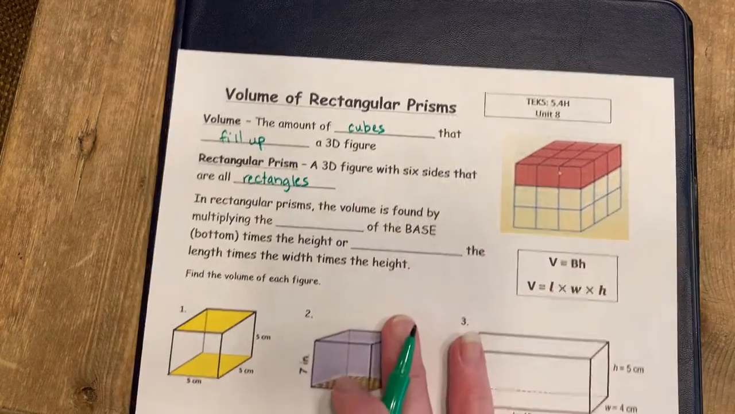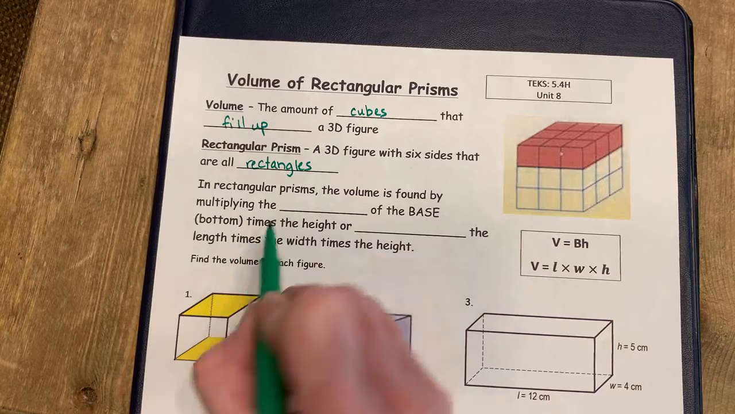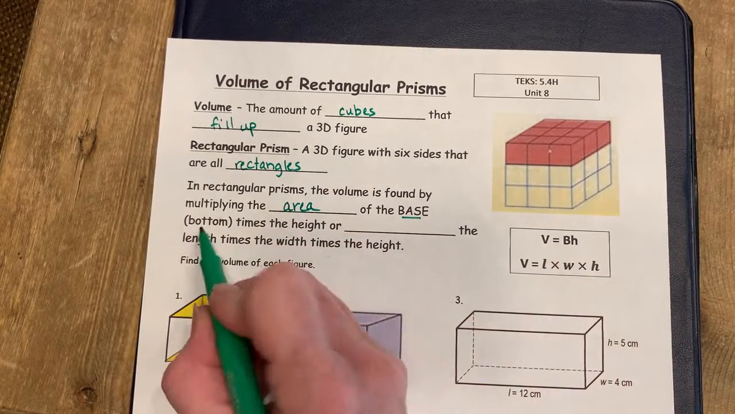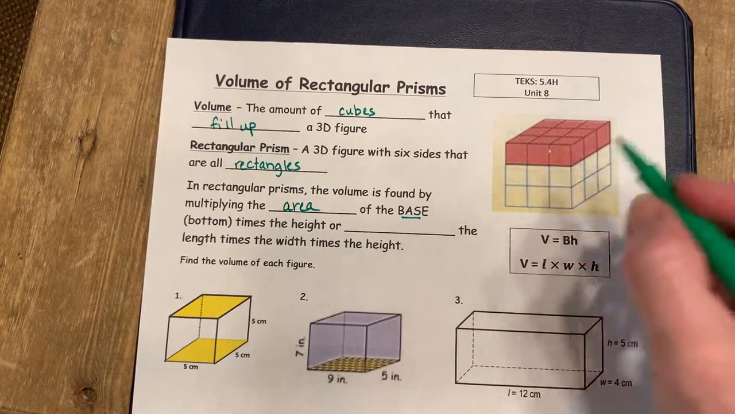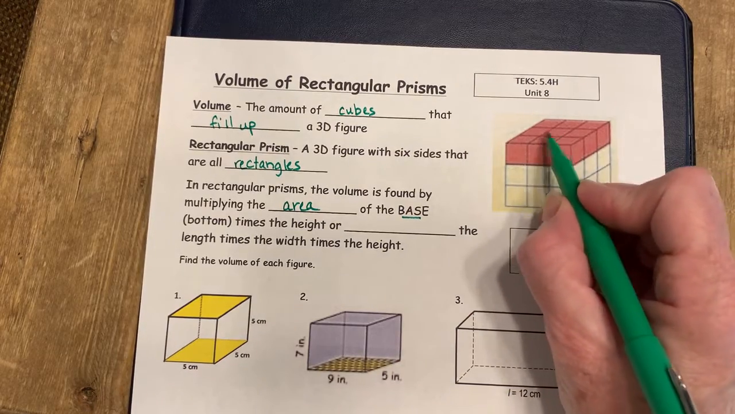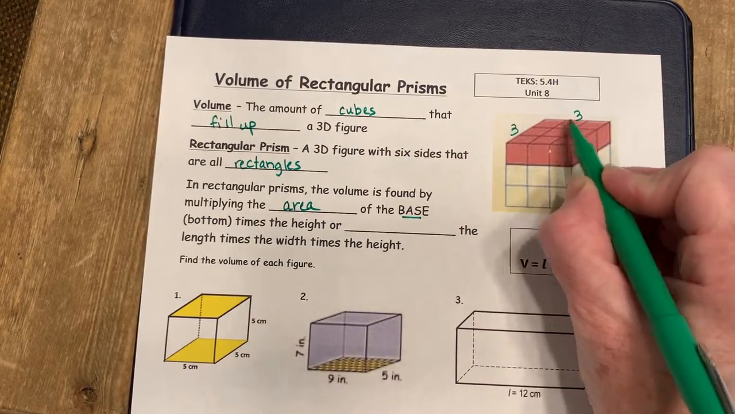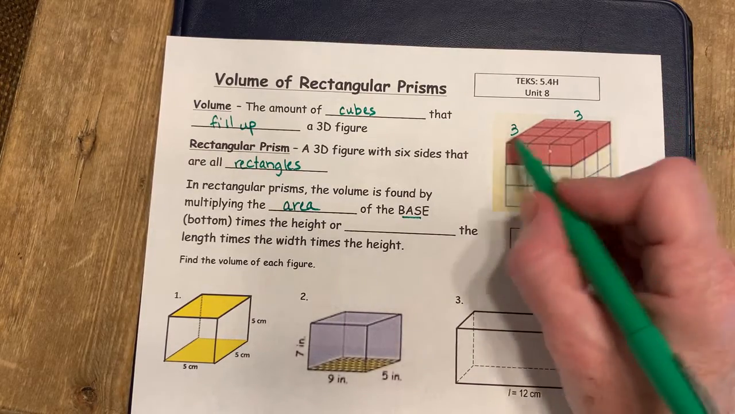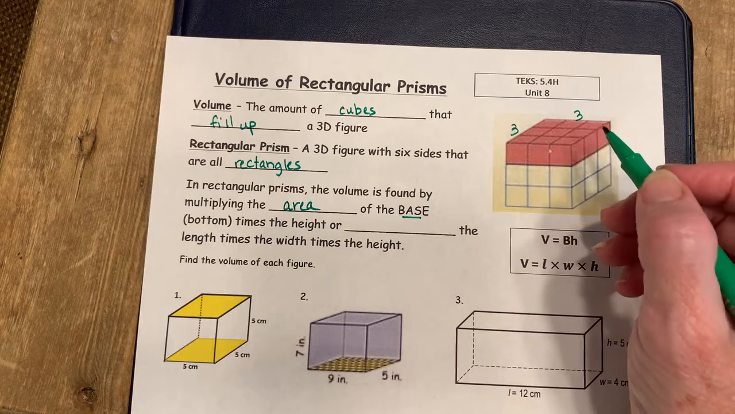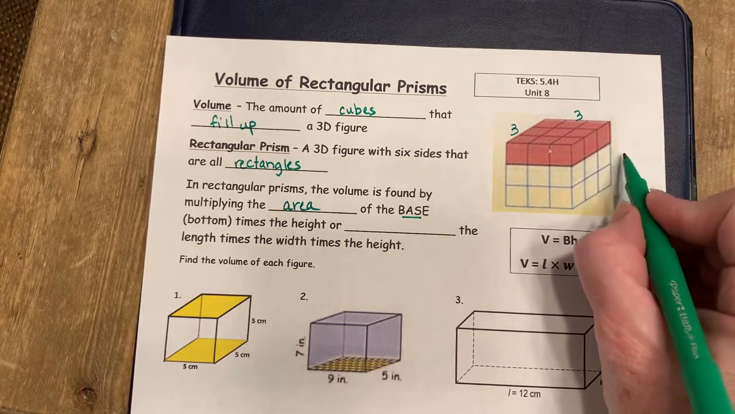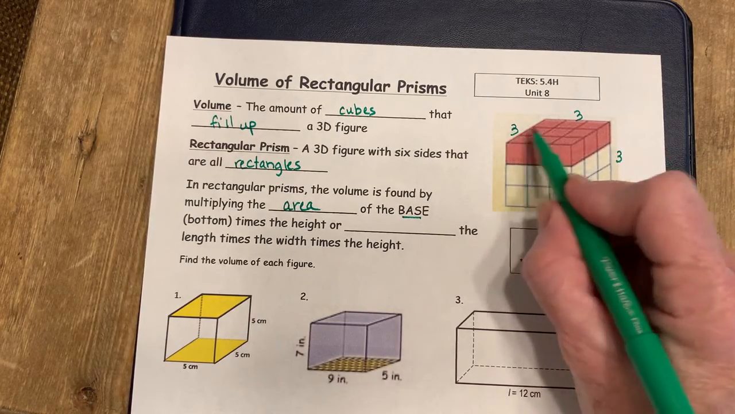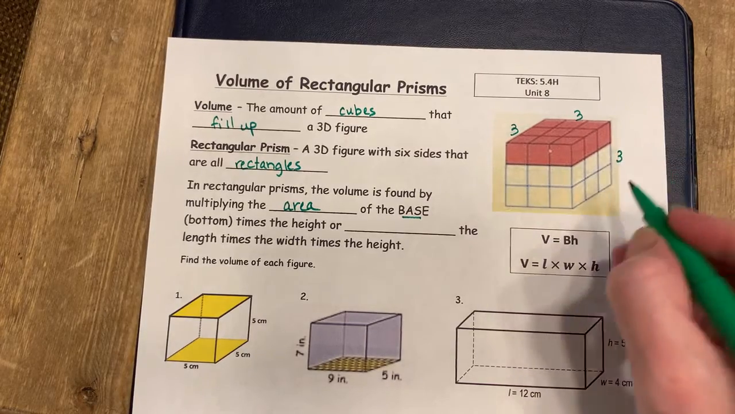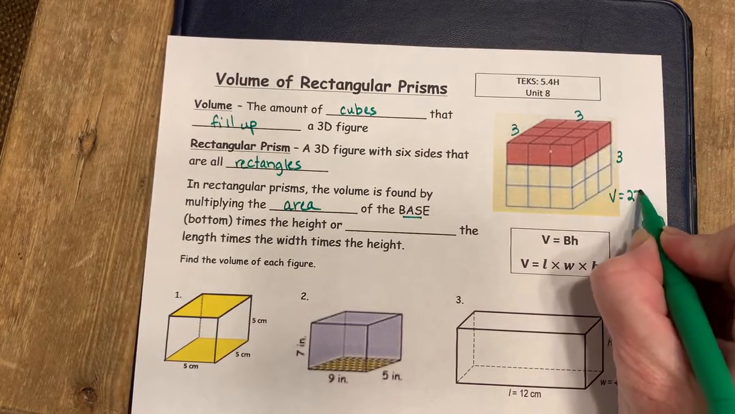All right, so how did we get that? We multiplied the area of the base. The base is the bottom, but it's also the top. The area of the base right here is 3 times 3 because the top part is just a rectangle. And then we multiply that times the height. What did we say the height was? The height was also 3. So 3 times 3 was 9, and then times 3 layers was 27. So the volume of this is 27.